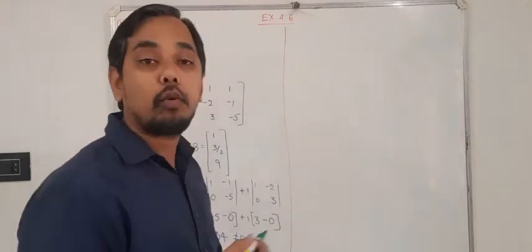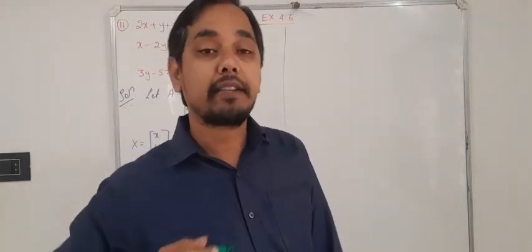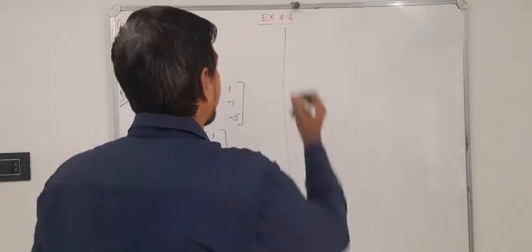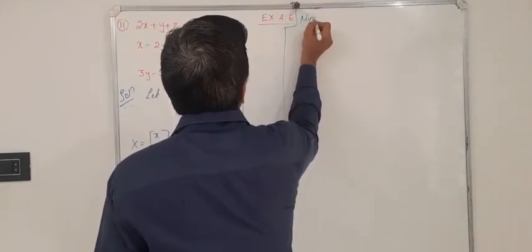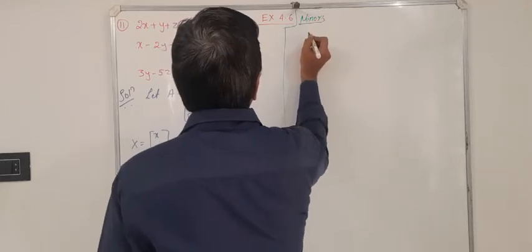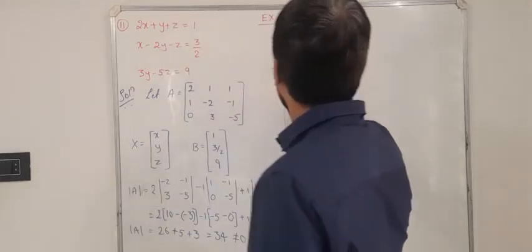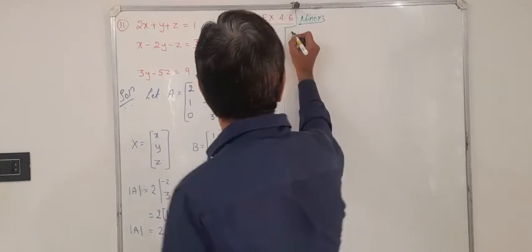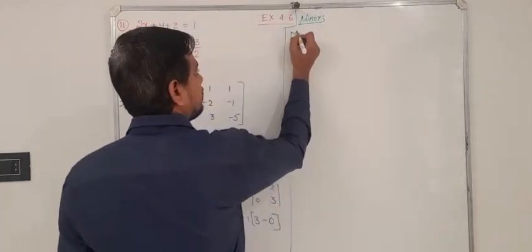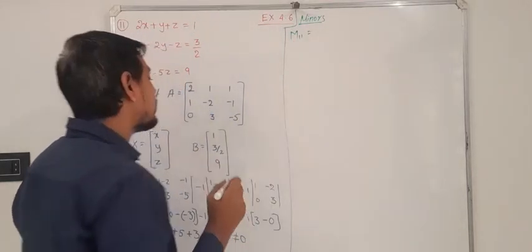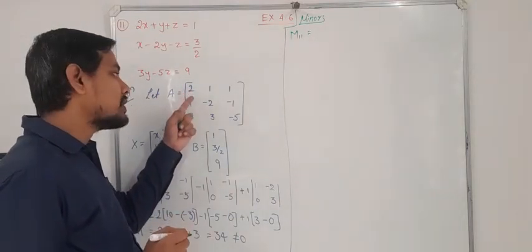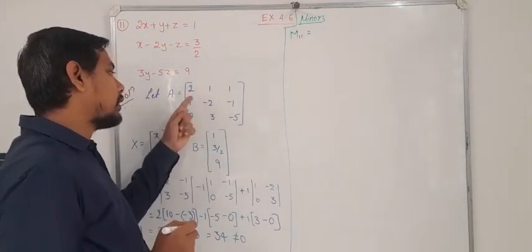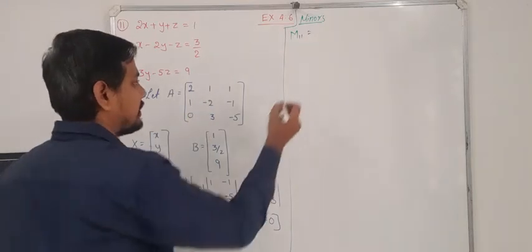So as we know, to find adjoint A of a 3 cross 3 matrix, we need minors and cofactors. Right? So M11. M11 is minor of A11. What is A11? 2. Minor of 2 is leaving the row and column containing 2. What is the determinant? That will be there.